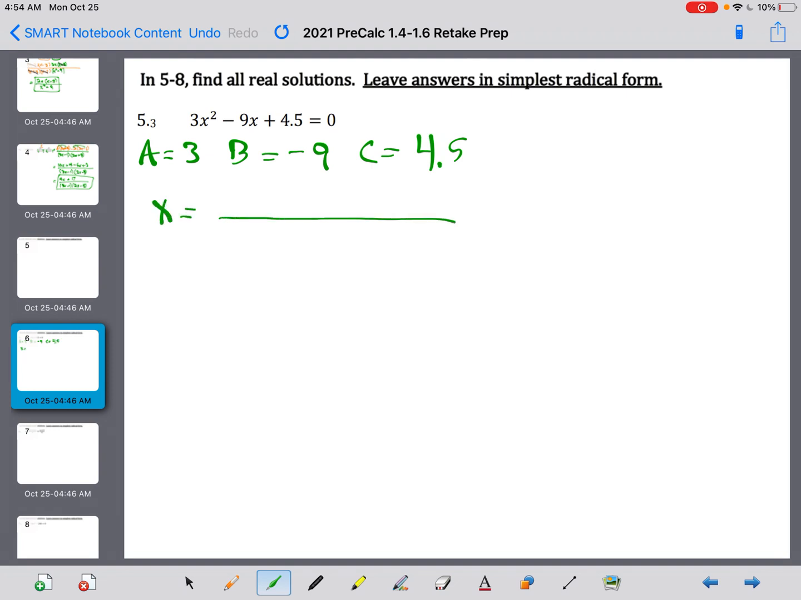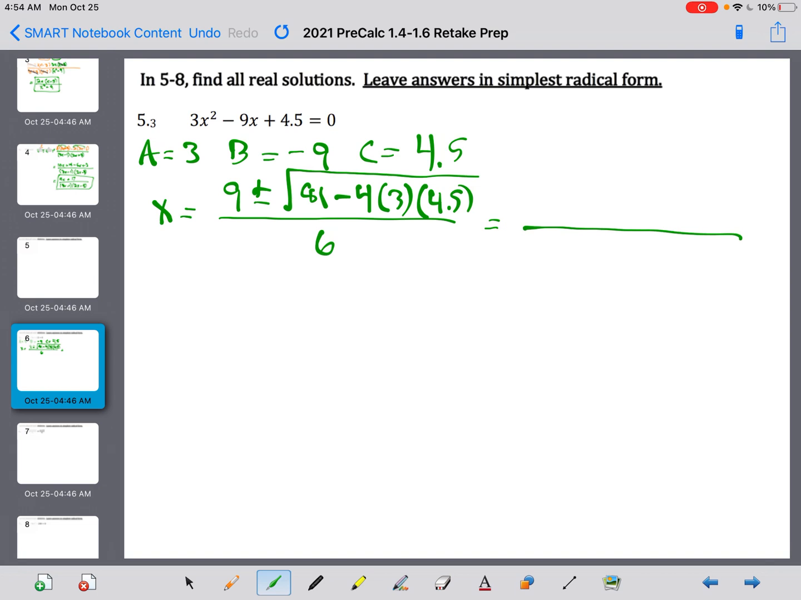Y equals the negative of b plus or minus the square root of b squared, which is 81, minus 4 times 3 times 4.5, all over 2a, which is 6. So again, I'm going to do a rewrite. Not my favorite thing to do, but pretty much required here. 81 minus 18, I think that's 54 over 6.